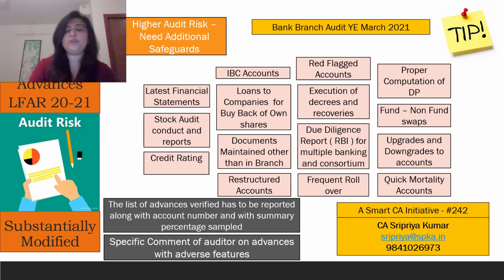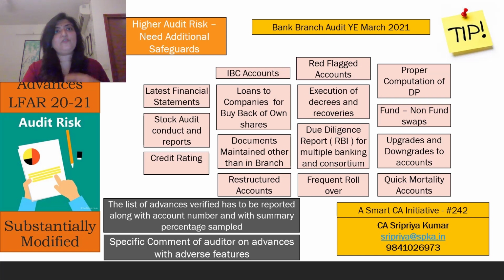In terms of corporate borrowers, whether any loans have been given to companies to buy back their own shares. The auditor also needs to comment specifically on restructured accounts. A very interesting one is a huge segment on frauds which has come in. It appears that one would have to go through the master directions on frauds, and if you come across those tendencies or the red flags, you would have to report them.